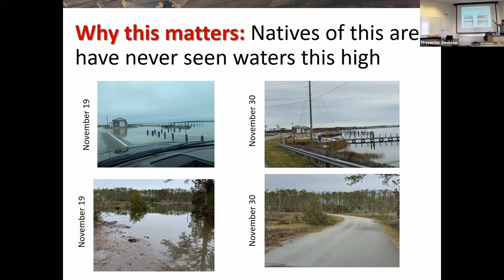This is the bottom. This is the road that leads to some property that we have. That's what it was looking like on November 19th. You couldn't even tell there's a road there. So that's sea level rise.